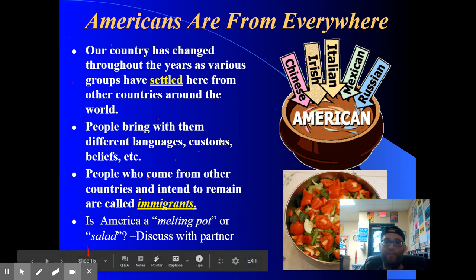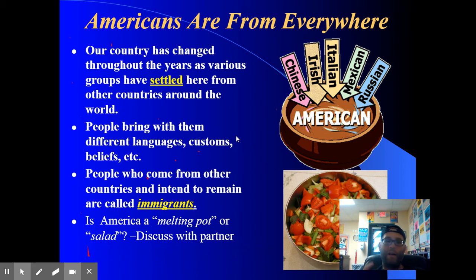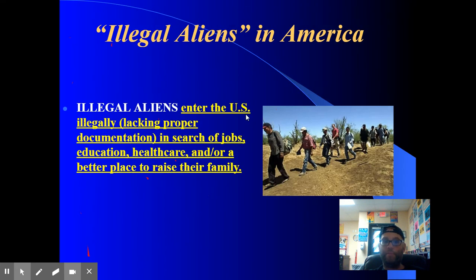Like I was saying, our country has changed throughout the years. People have come from all over the place. In the 1800s, maybe a lot of your families came from Germany or Ireland or Europe. In the last 30, 40 years, a lot of people have come from the Caribbean and Mexico and other places, but we're a land of immigrants. That's what makes America so great: we have different languages and customs and beliefs, and immigrants bring those and help make America a stronger place.